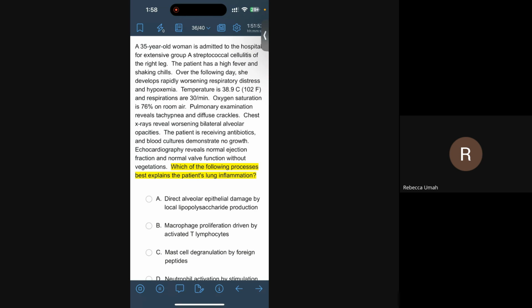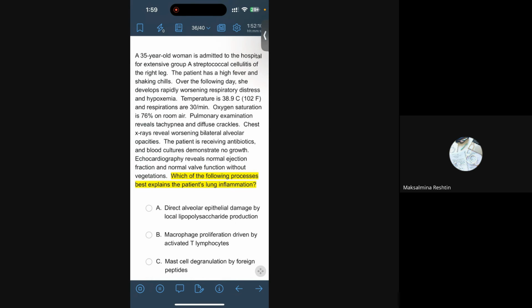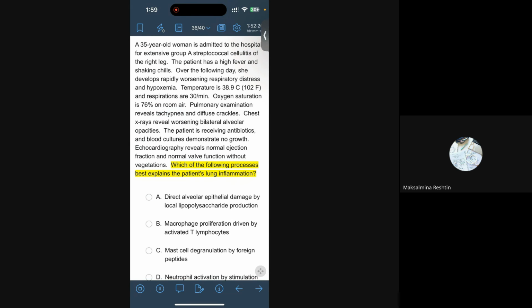So what is the diagnosis here? Septic shock. Extensive group A cellulitis. 35-year-old patient has high fever, shaking chills, develops rapidly worsening respiratory distress, dyspnea and hypoxemia, tachypnea, diffuse crackles, worsening bilateral alveolar infiltrates. Again, pulmonary edema. Yes.